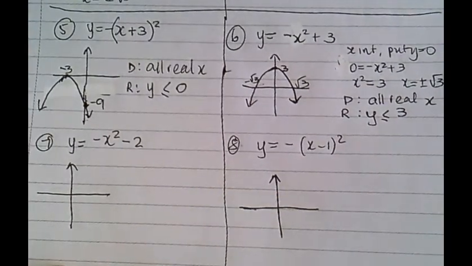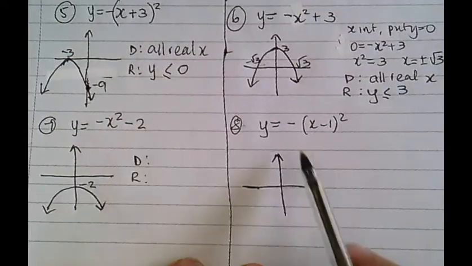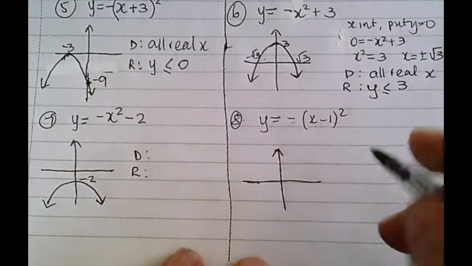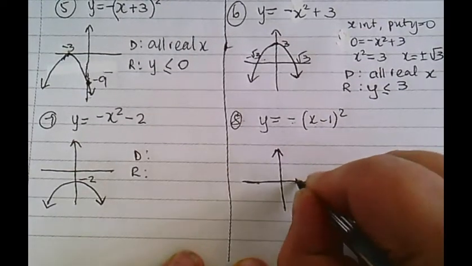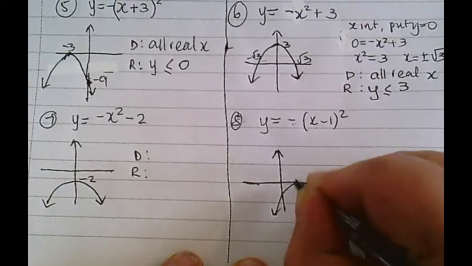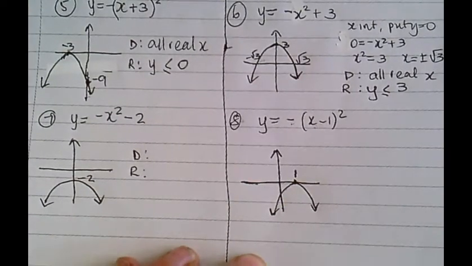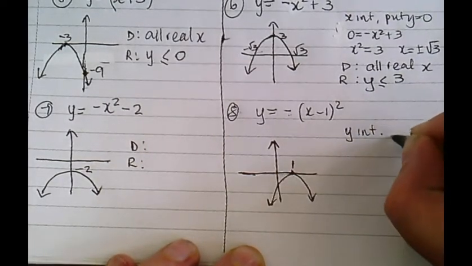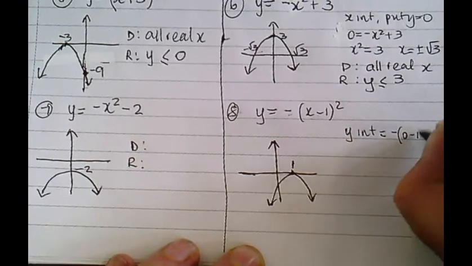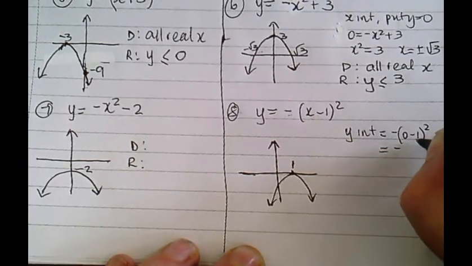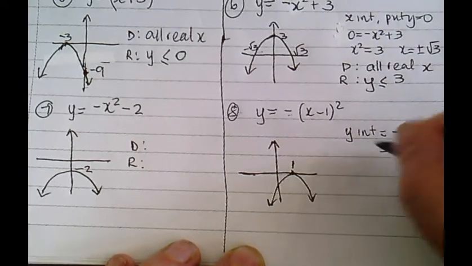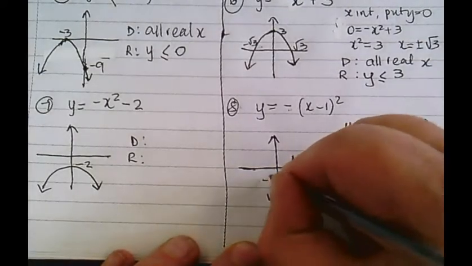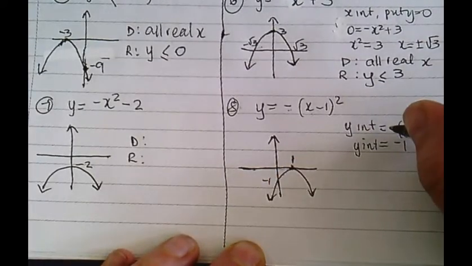All right, the last two, you try them. Concave down, shifted sideways. What makes this 0? X is 1. Concave down, I need a y-intercept. What's the y-intercept? When x is 0, y-intercept is negative 0 minus 1 squared. It's what? Negative 1. Not positive 1. Because 0 minus 1 is negative 1, squared is 1, with the negative, negative 1.